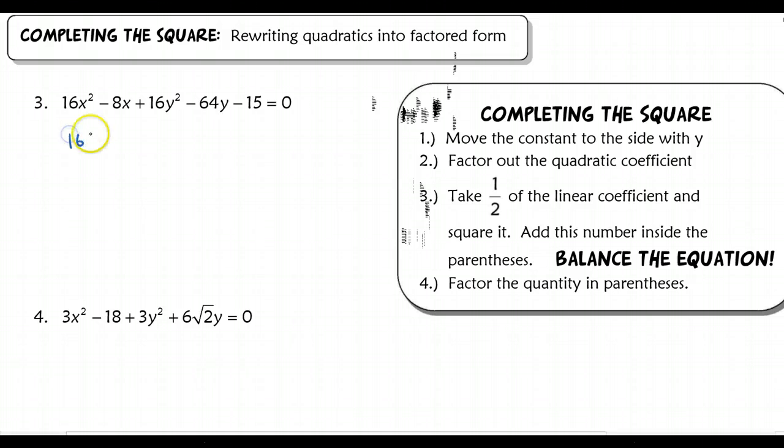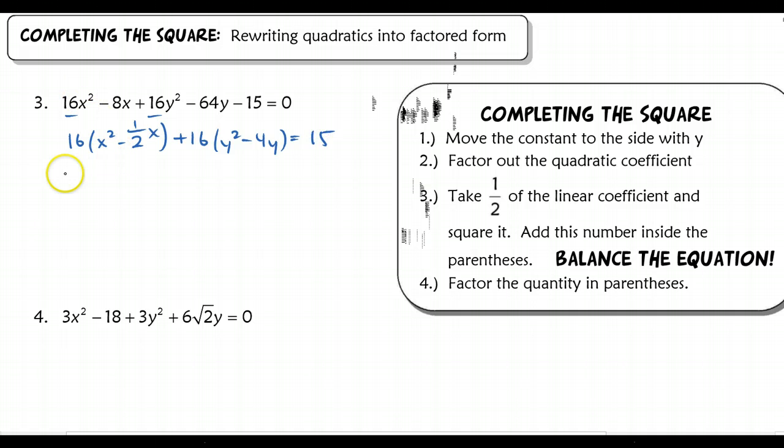So I'm going to do that, and I'm also going to factor out the lead coefficients for each variable. So in this case, the lead coefficients are the same. So I factor out that, and I have 1/2 x here, and 16 times y squared minus 4y. Notice I'm not taking out a GCF, it's just the lead coefficient, and move that 15 over to the other side.